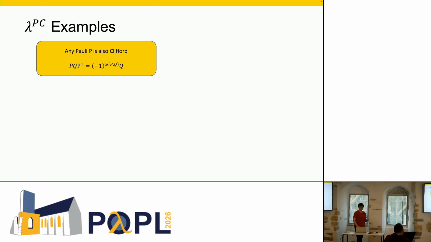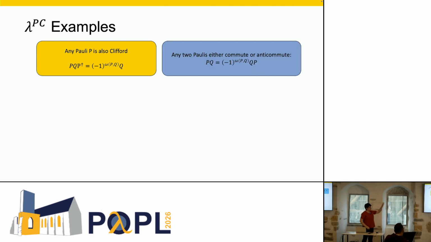So here's just one example. We have more examples in the paper, but here's an example of the fact that any Pauli is also a Clifford. Okay, so I would like to write a function that takes as input a Pauli and then lifts it to a projective Clifford. And it's a Clifford because of the following fact. This is a fact of the Pauli group. Any two Paulis either commute or anti-commute. So in other words, PQ is plus or minus 1 QP. And that sign, the plus or minus 1, can be easily calculated. It's written omega.